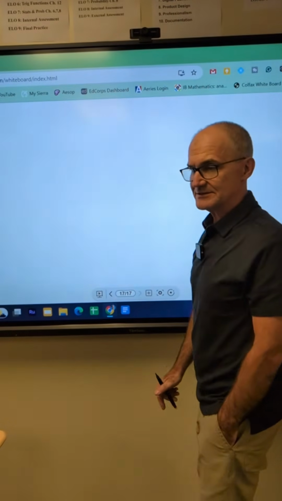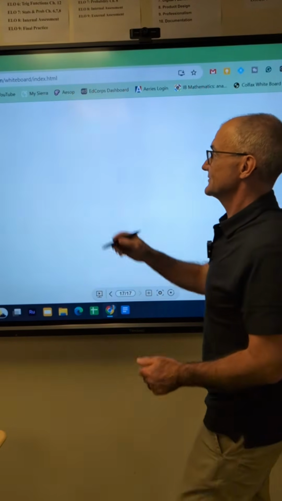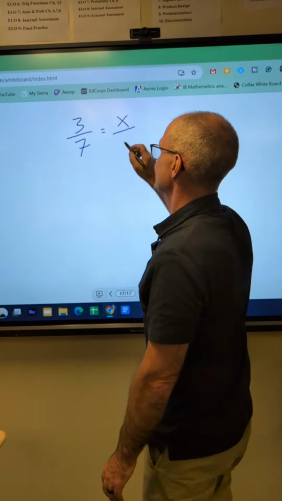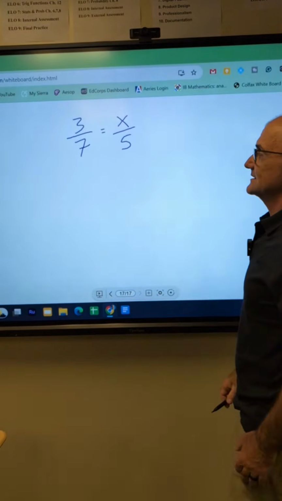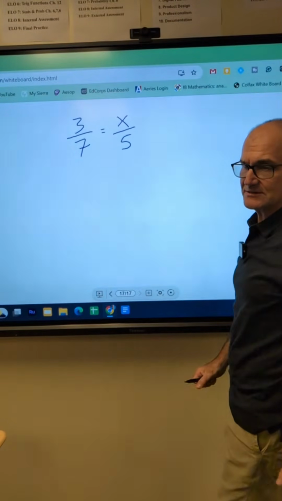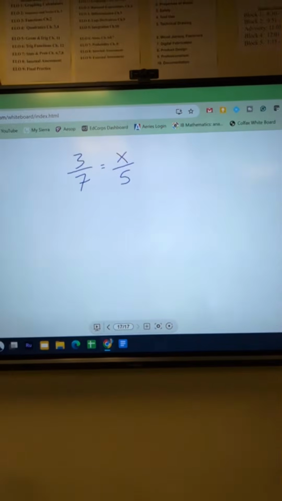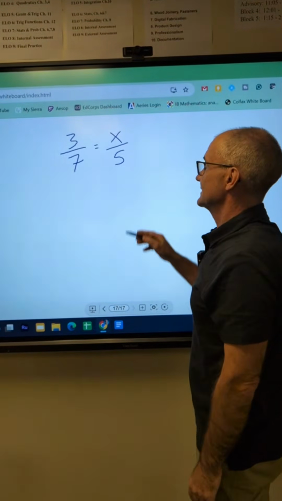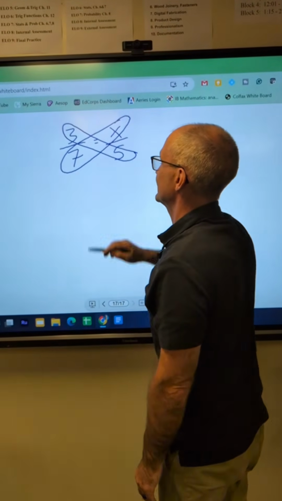The other topic I was thinking we could do is we could do some ratios and proportions as well. Really common one is if I have, say, 3 is to 7, what is that equal to, say, x is to 5? The way I do this is if I have one ratio equal to another ratio, whoops, let me change my camera a little bit. If I have one ratio equal to another ratio, that's called a proportion.